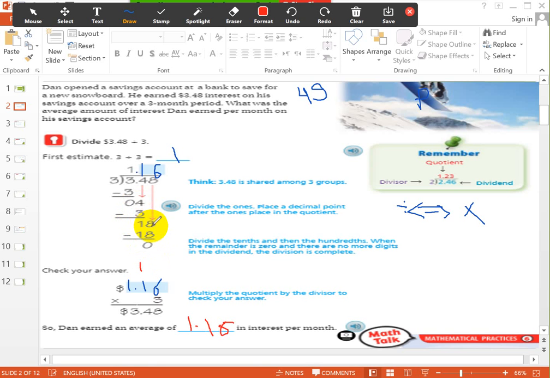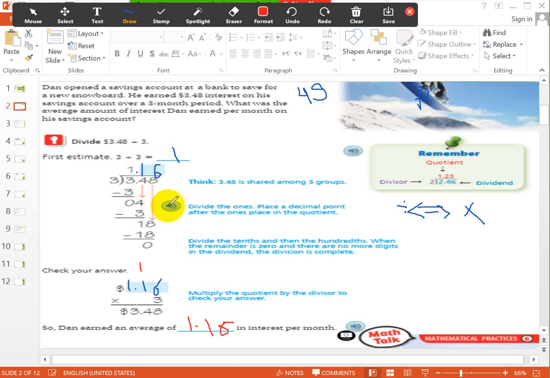Then I will continue the division. I will take the next number here, or the second number after the point. So it will be 8. So the answer will be 18. 18 divided by 3. Which number will I multiply with 3? It will be 18. The number will be 6. Now 6 multiply 3 equals 18. Then I will subtract. So the answer, or the quotient, is 1.16.